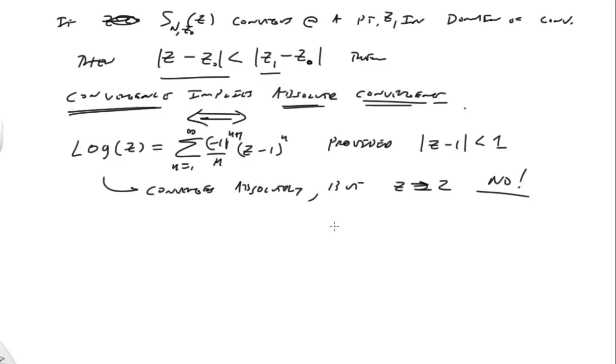It doesn't converge absolutely, and that's because we've already seen that the alternating series in absolute value becomes the harmonic series, which is divergent. All right, so let's talk about another aspect of convergence. Let's say I have some series, and it's centered about z naught. So I have this kind of thing.